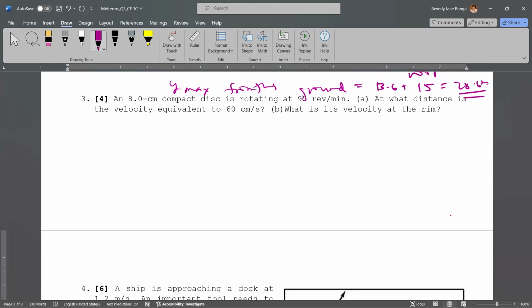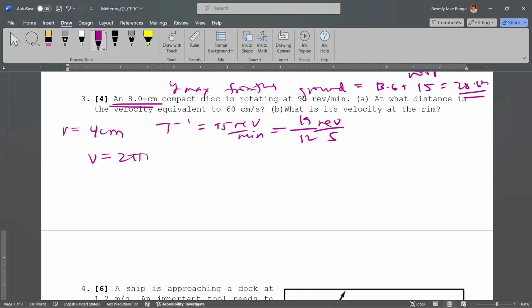Okay, number 3. An 8 cm compact disc, again, you have radius 4 centimeter. And T inverse is 95 rev per minute divided by 60. So, 95 over 60, this just gives me 12 over 19. Ay, mali pala. 19 over 12 pala. 19 over 12 rev per second. So, paulit-ulit na to class. So, V is 2 pi r T inverse.